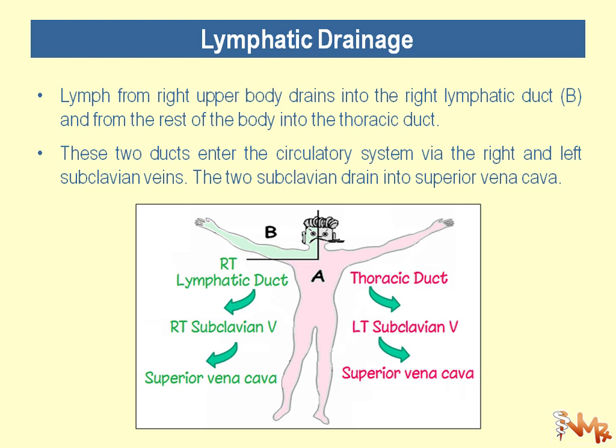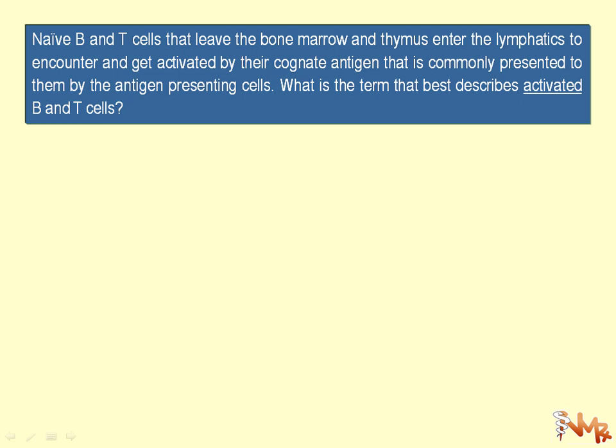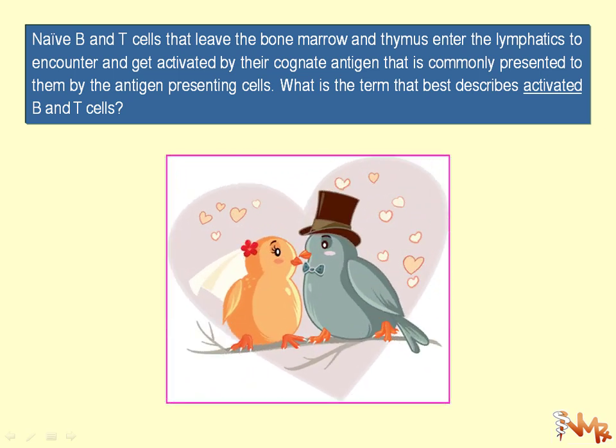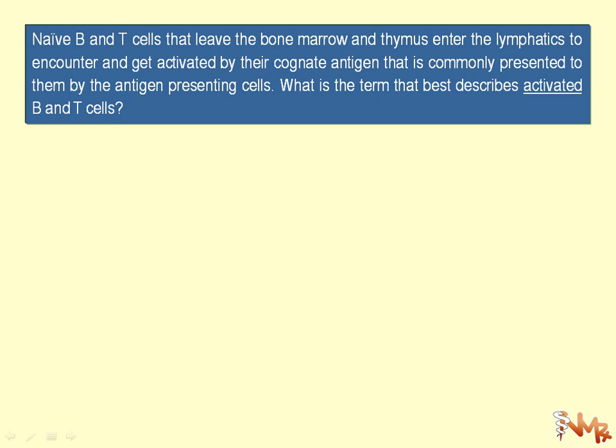These two, left and right subclavians, then get into the superior vena cava, from the superior vena cava to the right atrium, to the right ventricle, to the lung, to the left atrium, left ventricle, to the aorta, and into the entire intravascular system. So that's how the lymphatic drainage happens. And this is a very high yield, clinically oriented anatomy concept for you as well. Naive B and T cells that leave the bone marrow and thymus enter lymphatics to encounter and get activated by their cognate antigen that is commonly presented to them by the antigen-presenting cells.